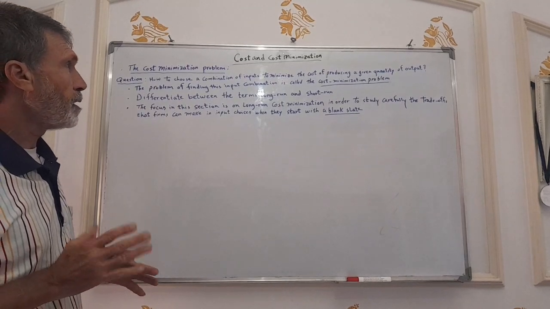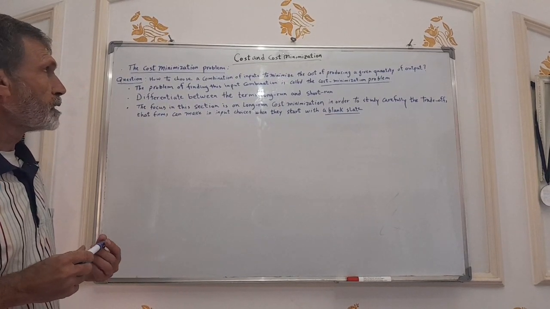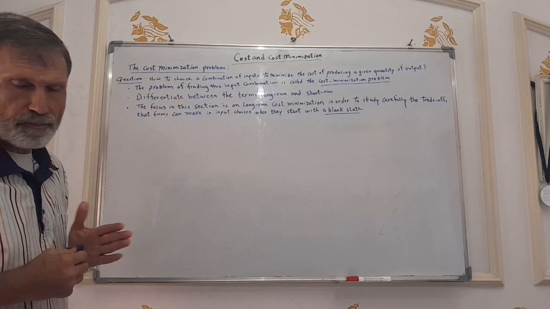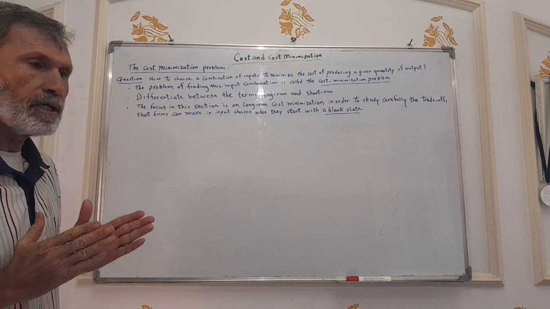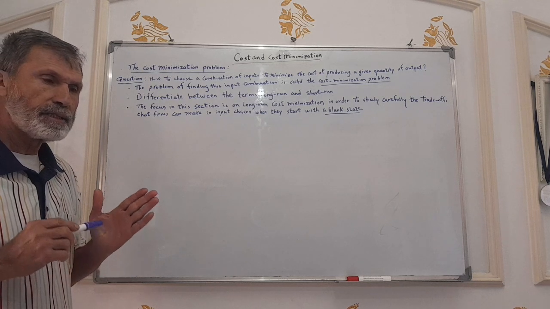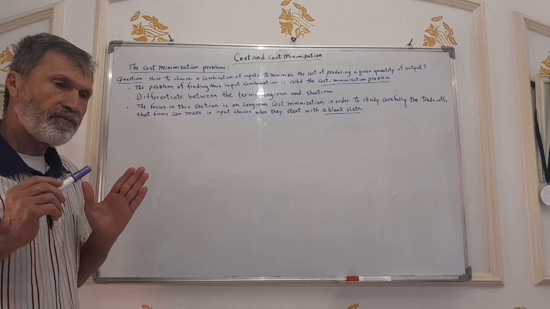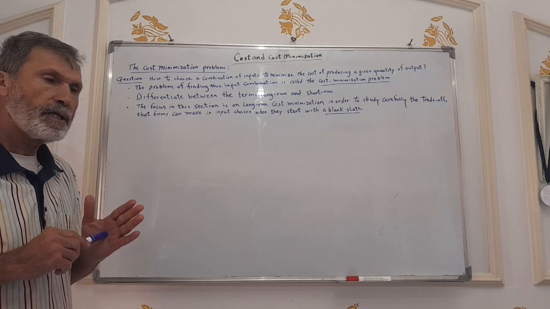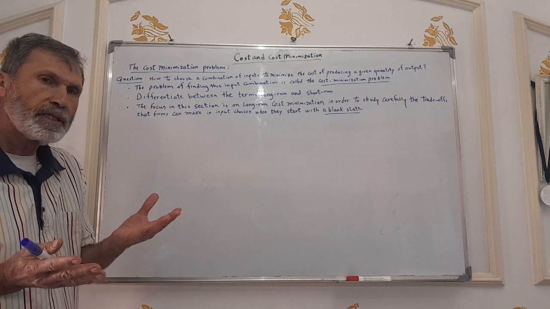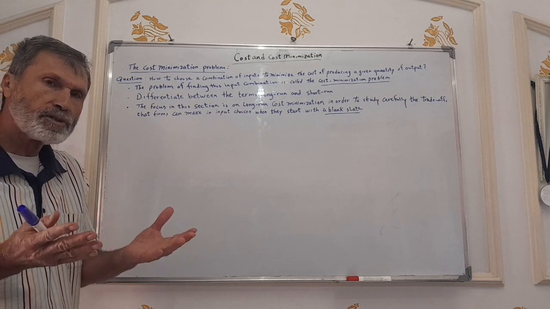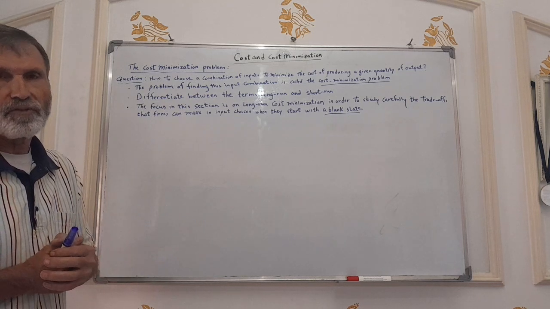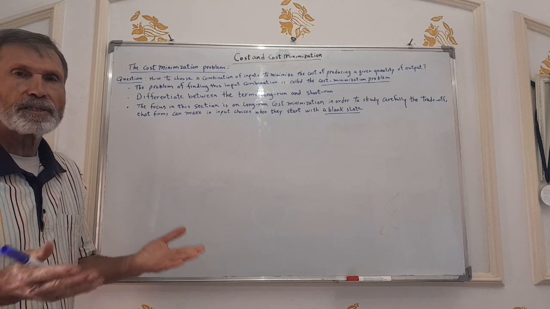Okay, now we move to study, of course, in this section, the cost minimization problem. What do we actually mean when we say the cost minimization problem? It is the problem that the firm will face when it chooses the combination of inputs in order to minimize the cost, the total cost of producing a given quantity of output. That is the cost minimization problem.